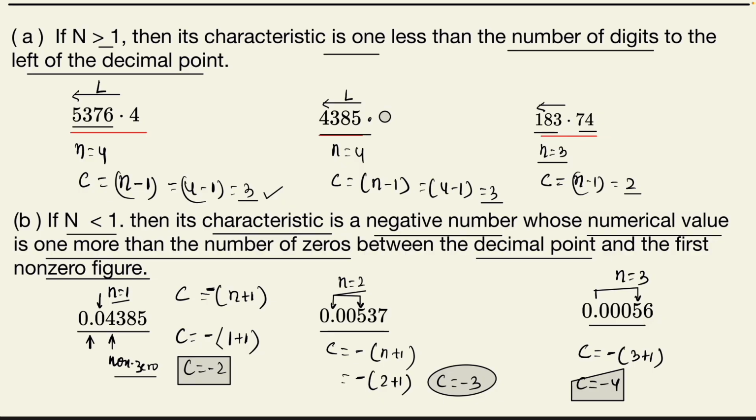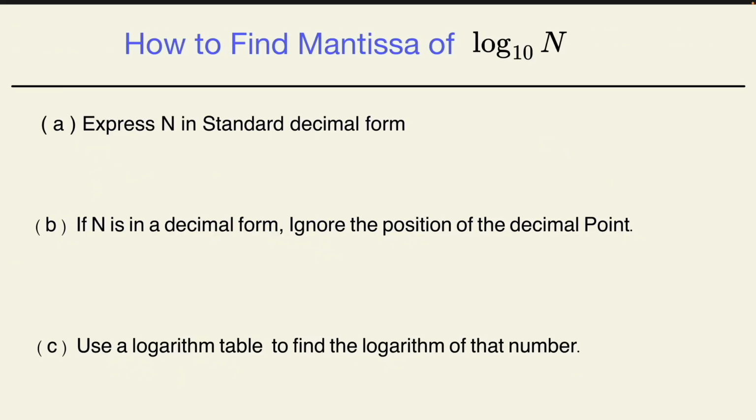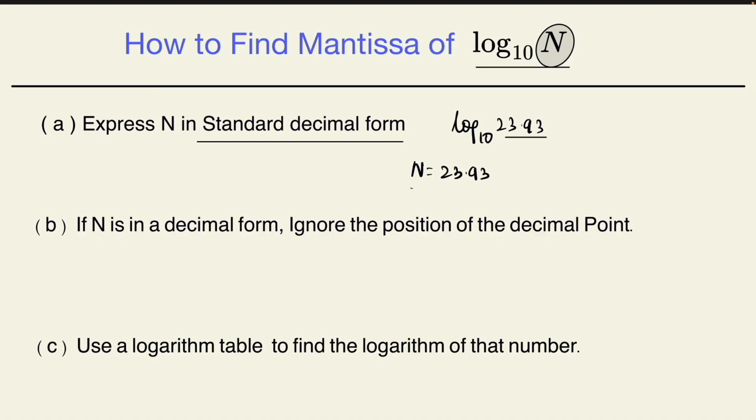And to find the characteristic, we have to just follow these two rules. Now let's understand how to find the Mantissa. To find the Mantissa, we have to follow certain rules. Here, suppose this is our log value. So whatever the value of the n, we write it as it is in the standard decimal form. Let's assume we get log 10 to the power 23.93. So our n value is 23.93. Even if the decimal is present, we write it.